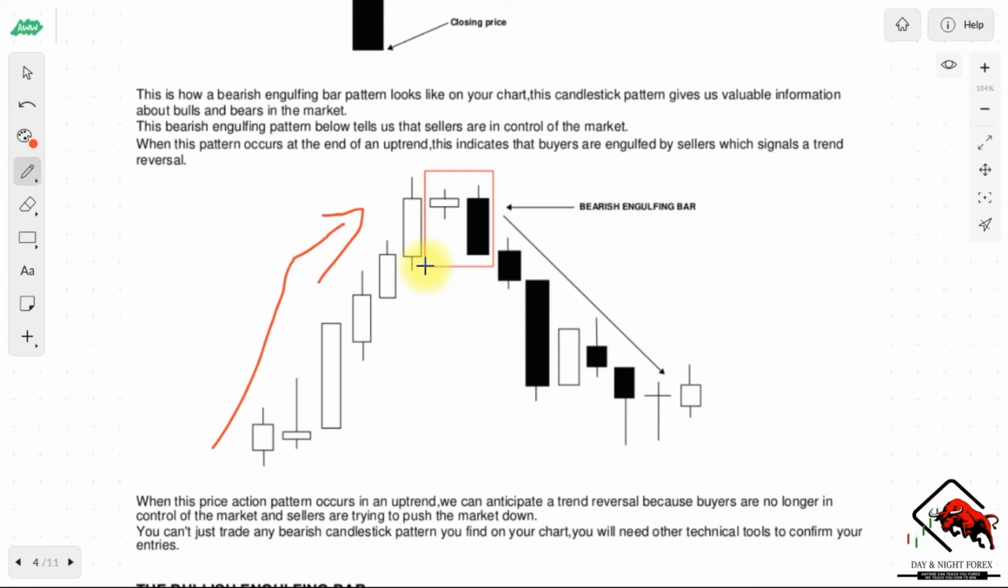As we said, it needs to engulf at least one previous candlestick fully. When this pattern occurs at the end of an uptrend, it indicates that the buyers are engulfed by sellers, which signals a trend reversal. So now we're expecting the market to go down, and that is exactly what happened. As you can see, the market started going down. This is exactly why bearish engulfing candles are very important in our technical analysis.